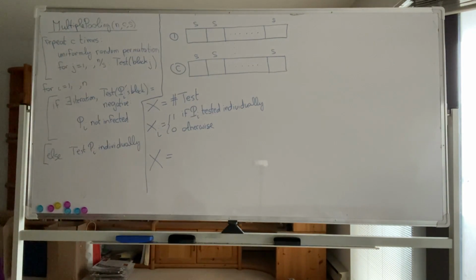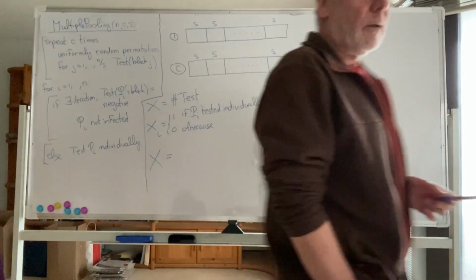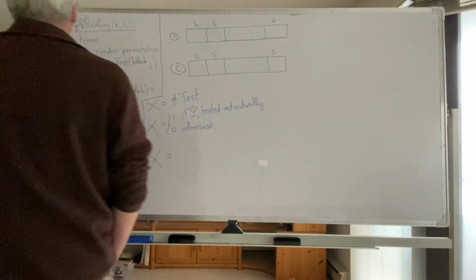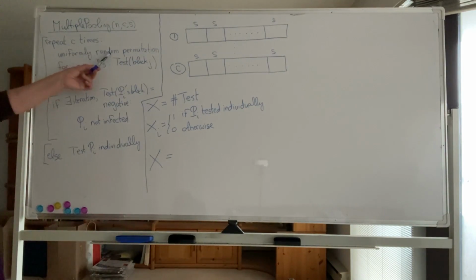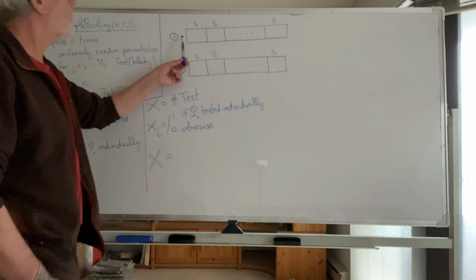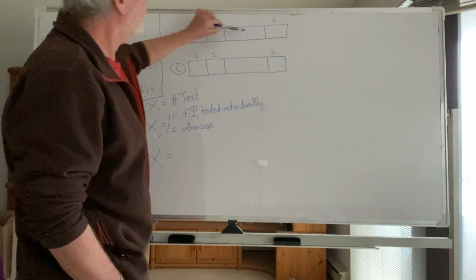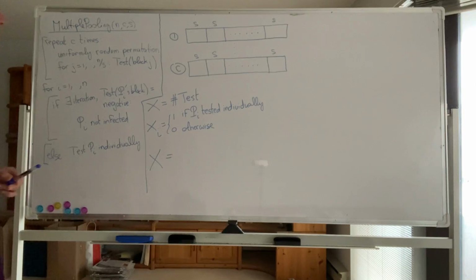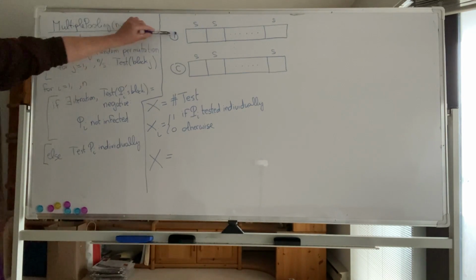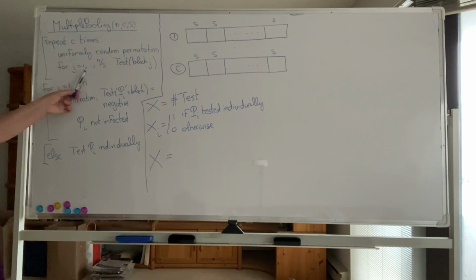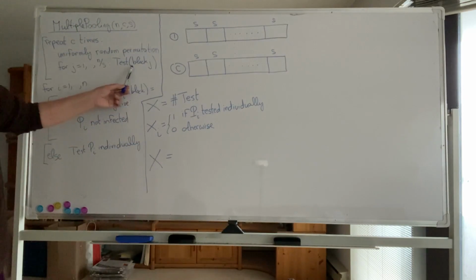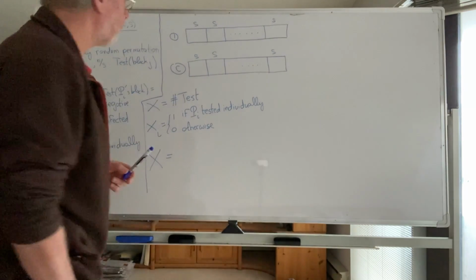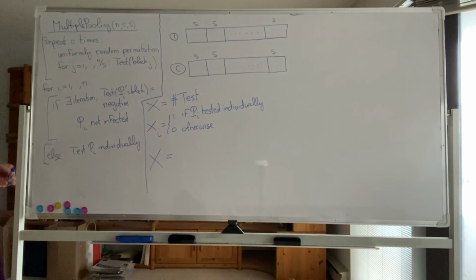So multiple pooling does the following. We repeat these two lines here, C many times. Okay, so we take the n people and put them in a uniformly random order. The first time we do this, we get this random order. We divide the people into blocks where each block has size S. And then for this particular order, we go through all the blocks one by one, and we do the test on the people who are in block J. Okay, and we repeat this C times.